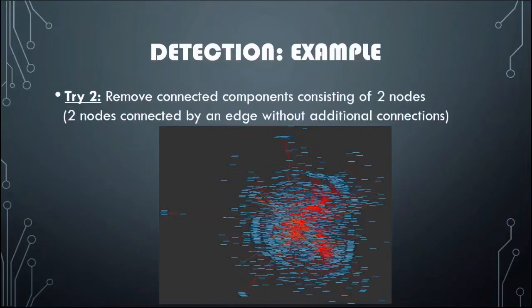The first thing that we can do is remove connected components that consist of only 2 nodes. Those would be the cases where we just have 2 nodes connected by a single edge without any additional connection. It's very common for a user to connect to at least 1 new resource on a given day, so that's not very interesting. However, as you can see, we still have too much data and we need to keep filtering it out.